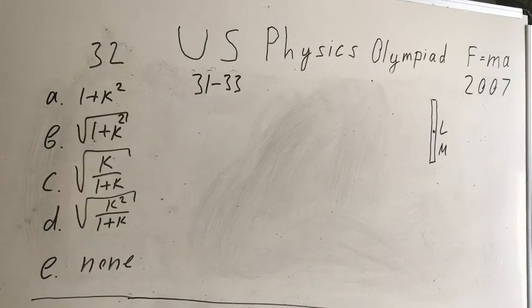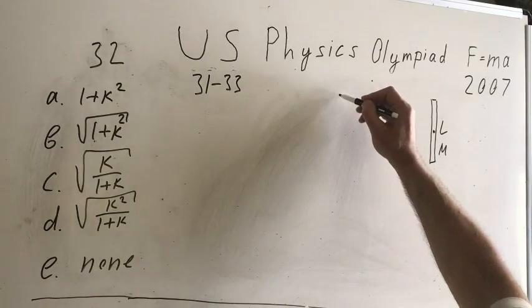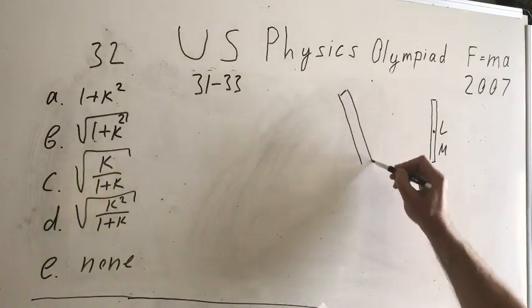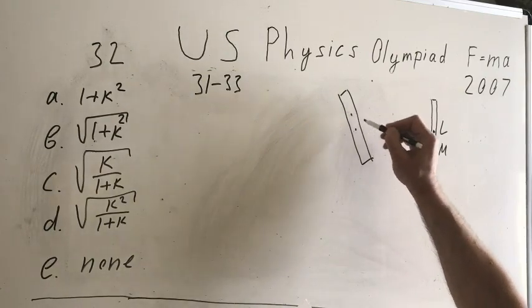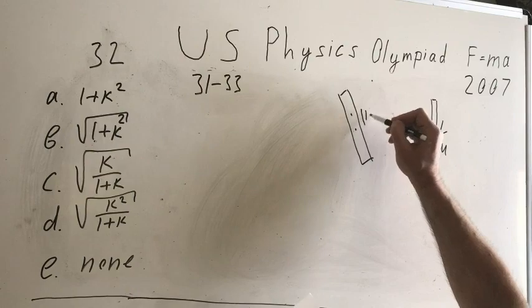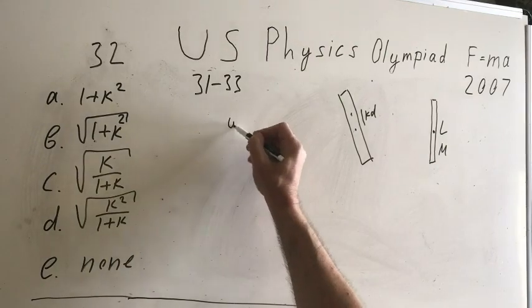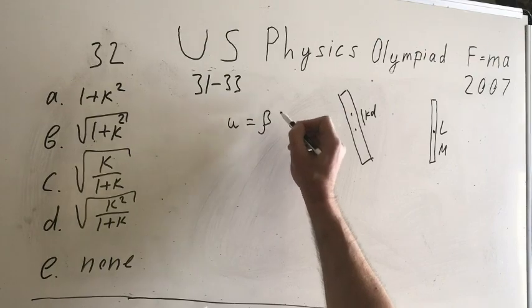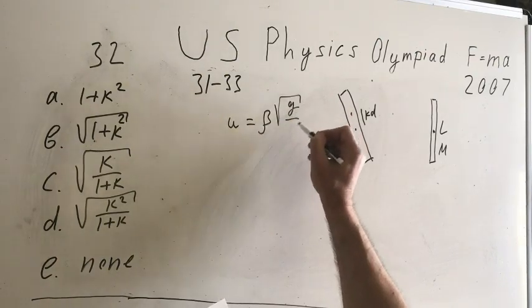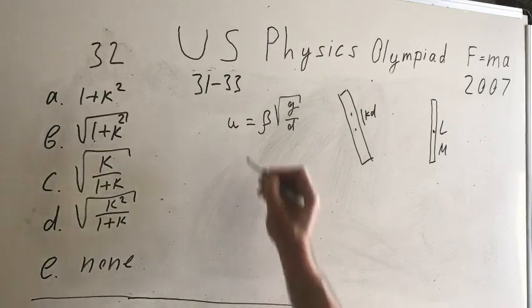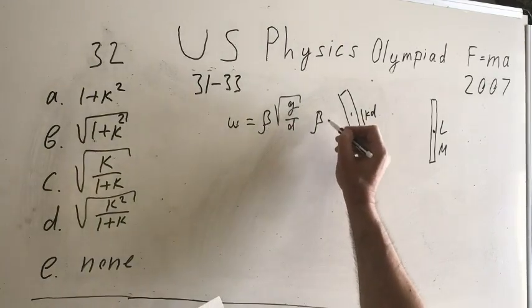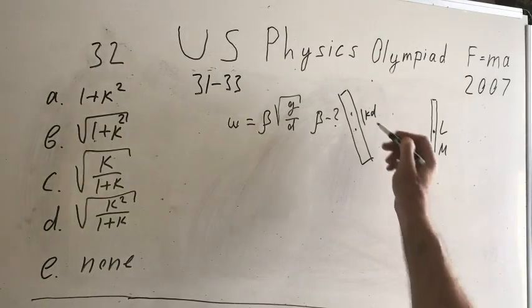Problem number 32. Now the rod is suspended from a point at distance kd from the center. This distance kd, and it undergoes small oscillations with angular frequency omega equals beta root g over d. We need to find the coefficient beta in terms of k.